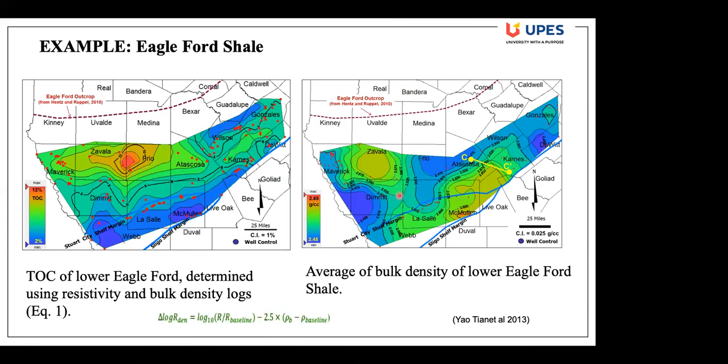Then the second map, this is average of bulk density of Lower Eagle Ford shale. Here again the Zavala, this is showing the lowest density. So it is showing the lowest density zone.